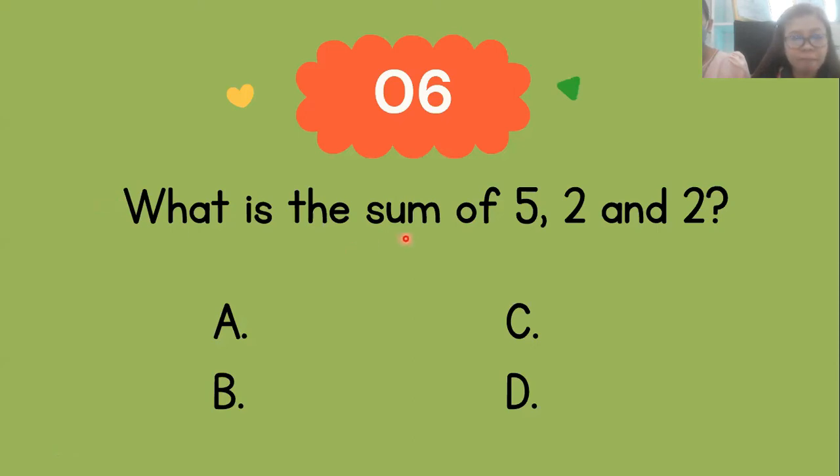What is the sum of 5, 2, and 2? What is the sum of 5, 2, and 2? A, 8, B, 9, C, 10, D, 7. What is the sum of 5, 2, and 2? 8, 9, 10, 7. Sum, what do you mean by sum? Are you going to add or subtract? Alright, number 7.